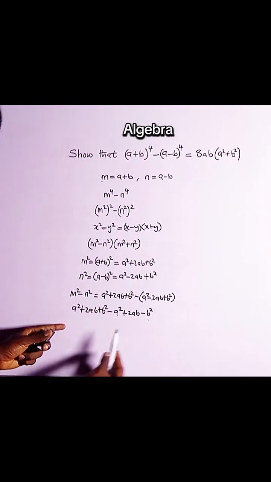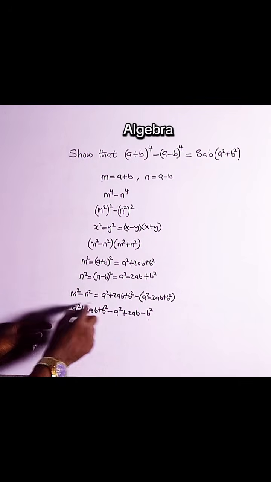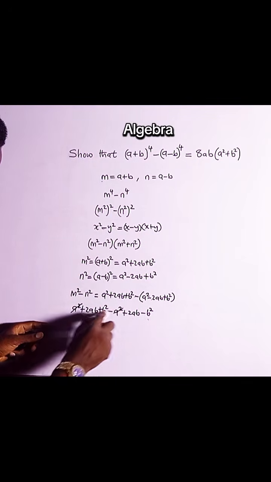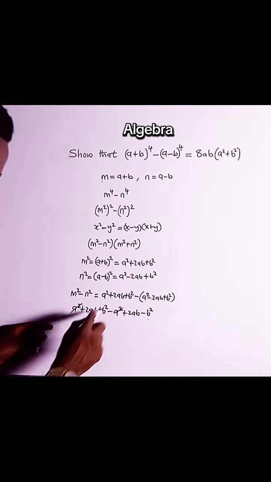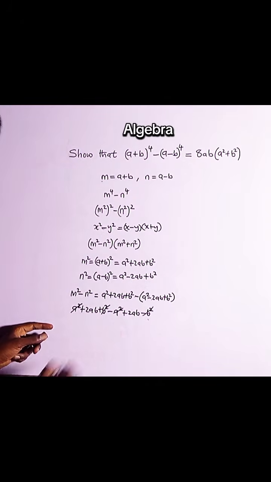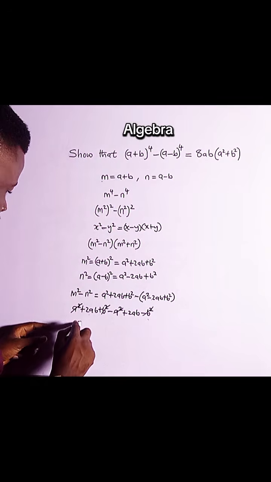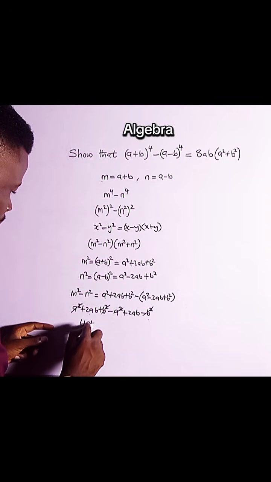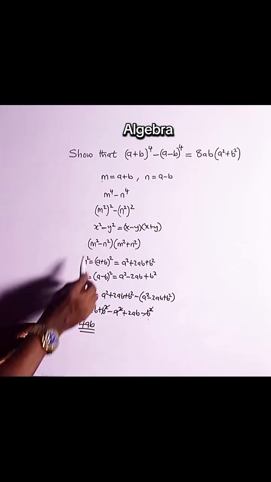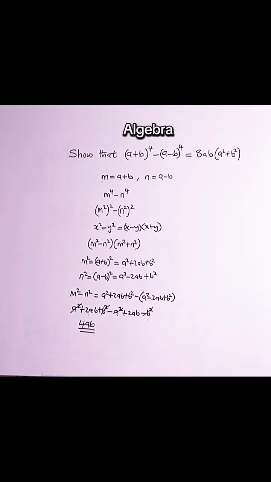Now if you take like terms, you can see that a square and a square will cancel out because a square minus a square is 0. Also b square minus b square is 0. So you are left with what? 2ab plus 2ab. It becomes 4ab. So we have simplified m square minus n square.